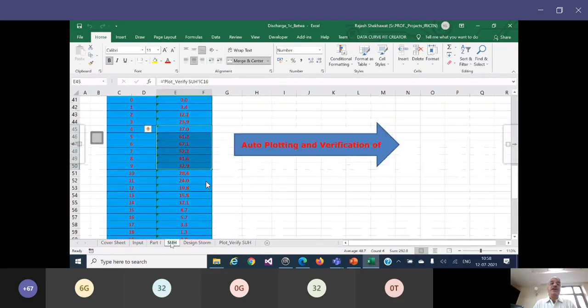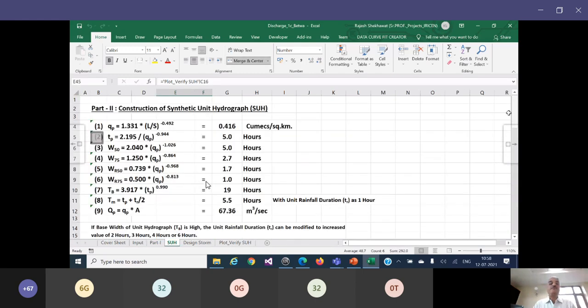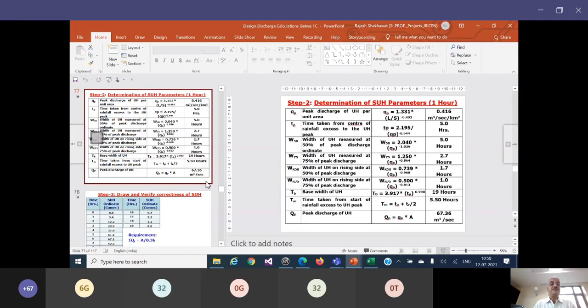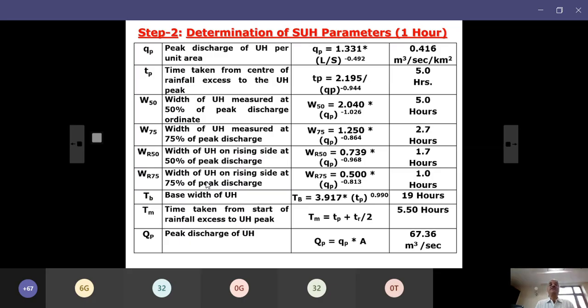Now next, for this particular zone, these are the equations given. First, QP is given in this form. Here LC is not used, only L, S and A are used. So based on this, you calculate QP, then TP, then W50, W75, WR50, WR75 and TB. All these calculations you have done. TM is TP plus TR by 2, 5.5 hours, and QP into a distance.